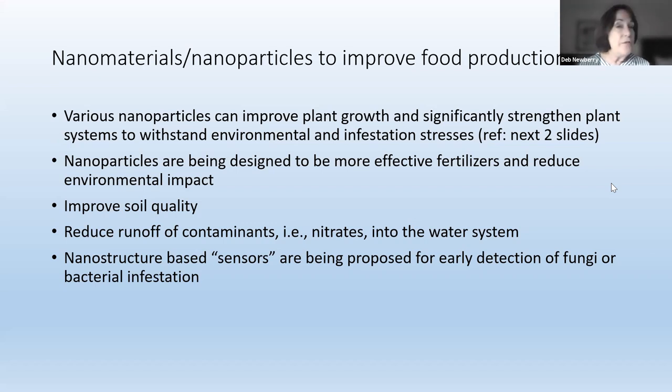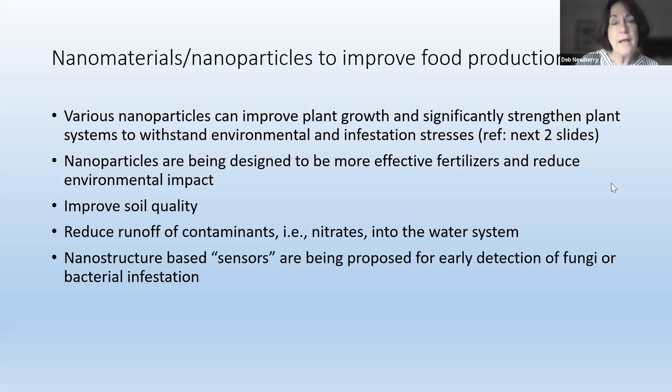And then another thing that's happening is the bottom bullet, microstructure sensors that can detect when there's a fungus or an insect infestation very early on, perhaps in just a very small part of the field. You can immediately see that a nanomaterial, the sensor material that's been deposited on the leaves of the plant, starts to change color. And that's a representation of, say, an insect or a fungus infection.